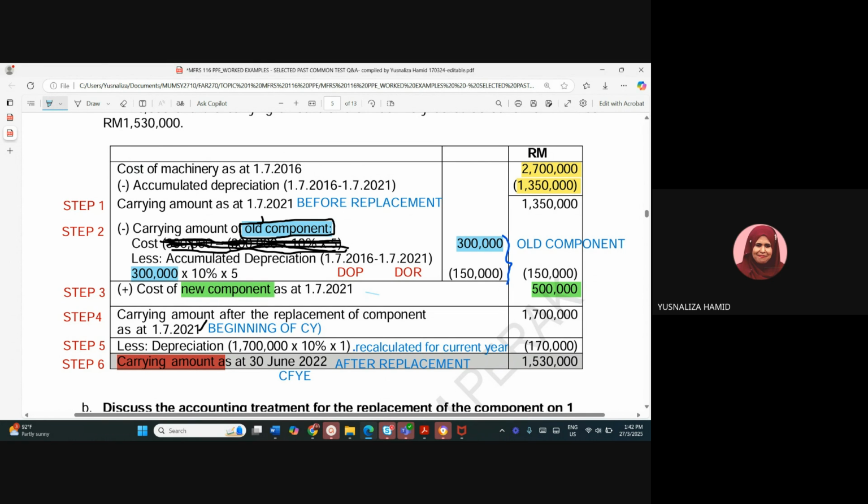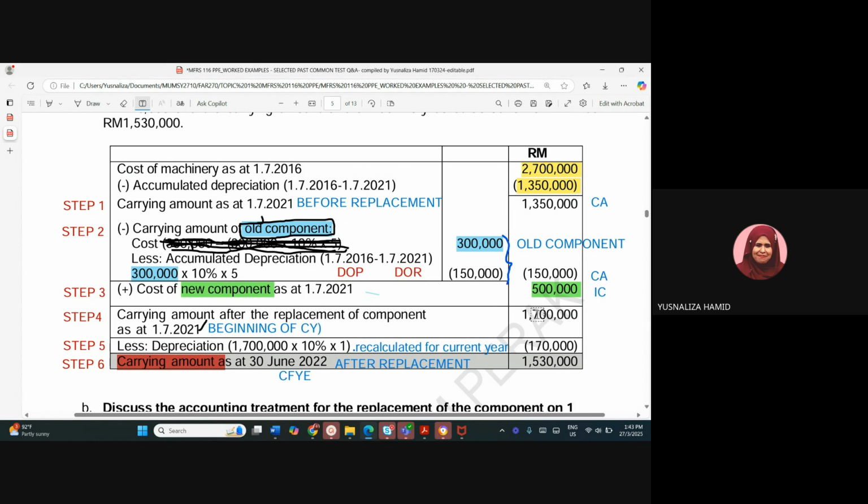So the carrying amount that you are calculating now, the first carrying amount is the carrying amount of the machine before replacement. The second carrying amount is the carrying amount of the component that will be replaced. Sorry, it is 150,000, the component. And that component will be replaced with the special component, and the initial cost of that special component is 500,000. So the yellow is for the machine, the green is for the new component.